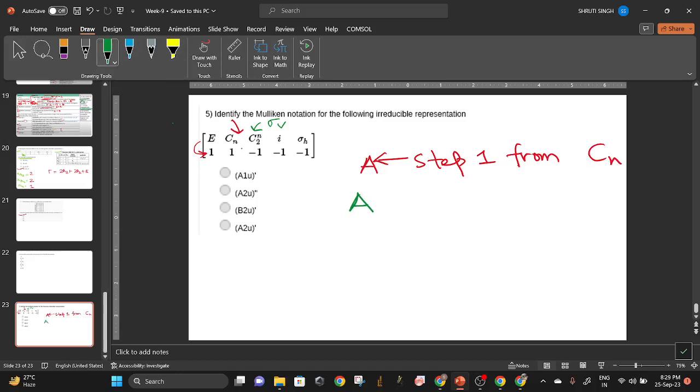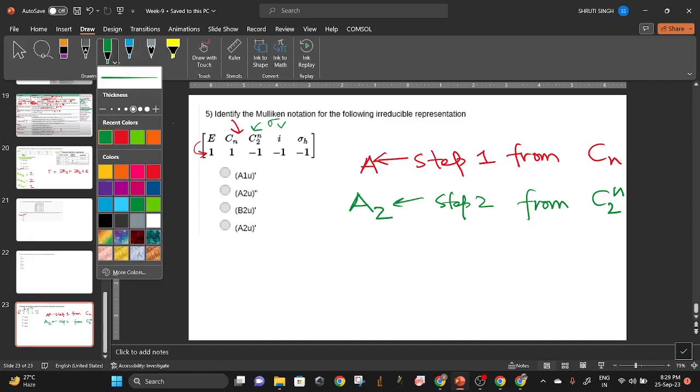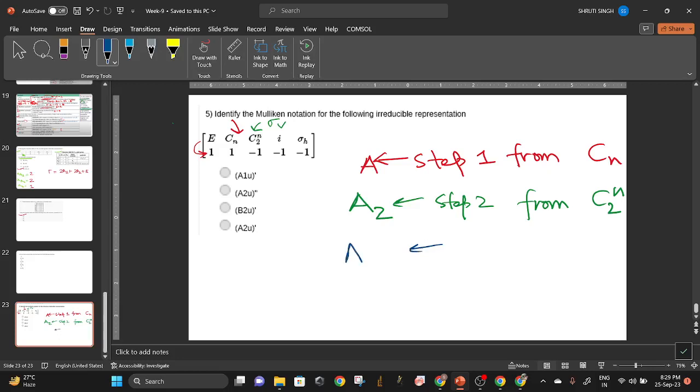Now we need to look for, so this is step 2, from the C2 axis, which is perpendicular to the principal axis. So it is negative, antisymmetric. So now we will look for the subscript. Subscript will be 2. Now step 3. So A2 is there. Now step 3 is sigma H.